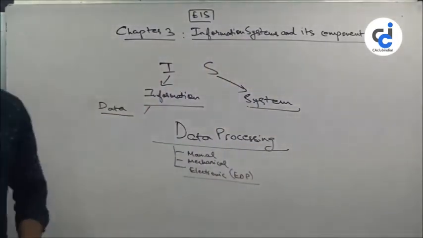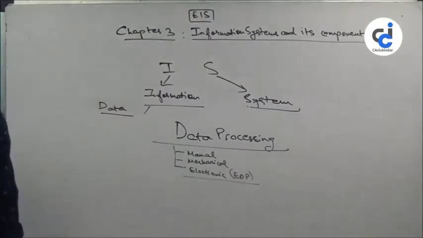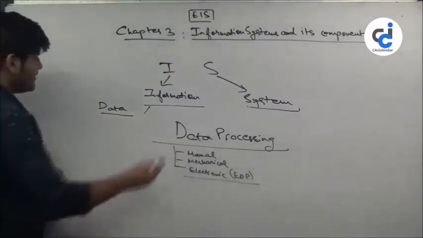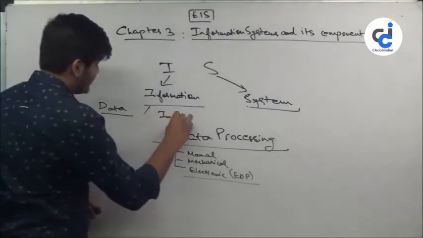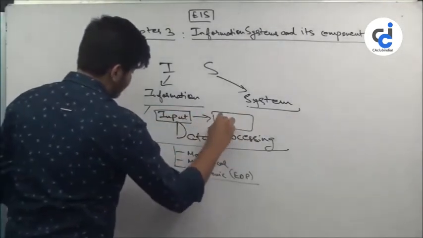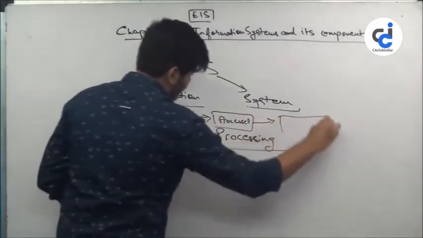So check your notes. I hope you have found the first, second pages and everything. So information system is there. We have dealt with information system. And now we know what data processing is. So in data processing, we input some data, it is processed, and then we obtain the output.